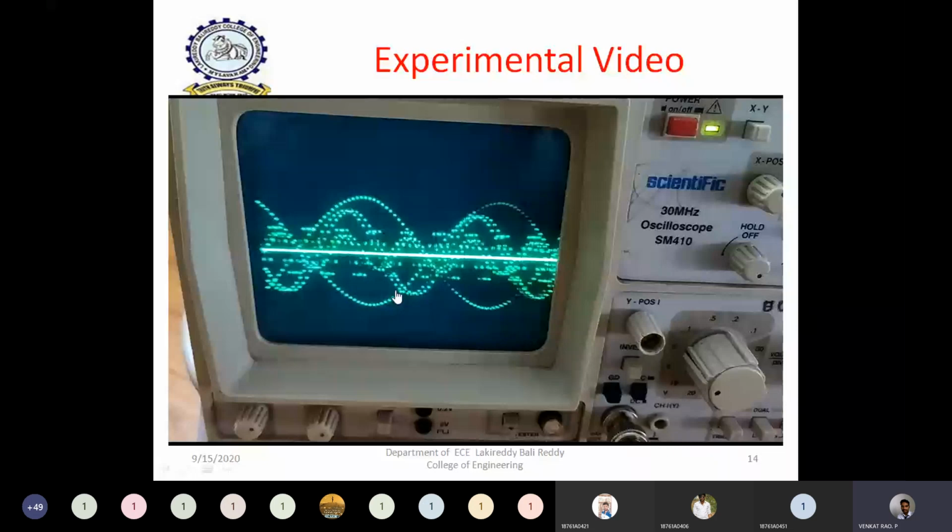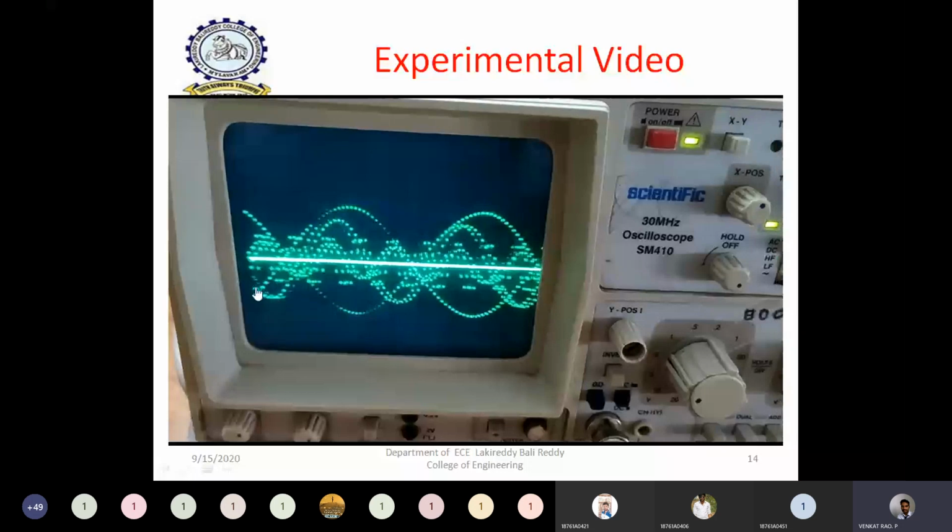If you carefully zoom this CRO screen and try to adjust the time scale, then you can easily observe how the samples are separated and what is the time gap between 2 successive samples. Also, we can calculate that while doing the experiment. Okay, so this is the experiment.